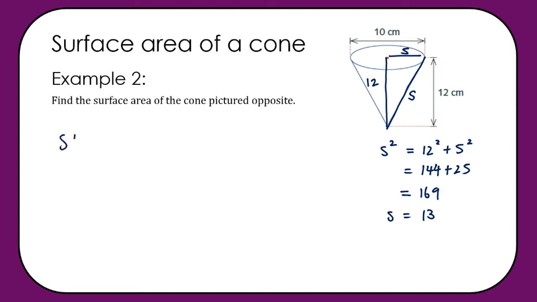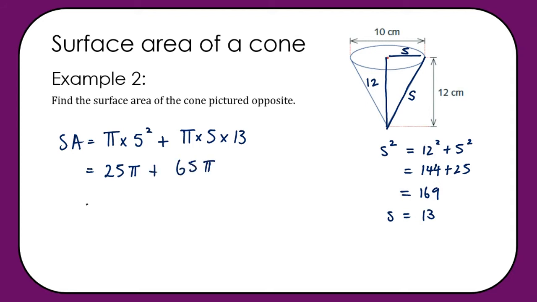So our surface area is going to be the circle on the bottom, which is pi times r squared, so in this case pi times 5 squared, plus the curved surface, which is pi r s, so pi times 5 times s, which is 13. So we have 25 pi plus 13 fives are 65 pi. So adding those together gives us an exact surface area of 90 pi centimetres squared, which is approximately equal to 282.74 centimetres squared.